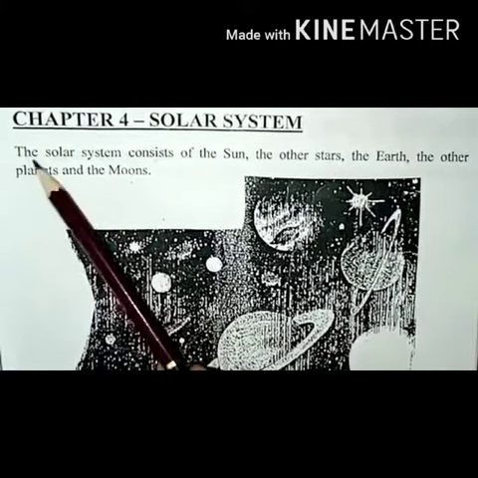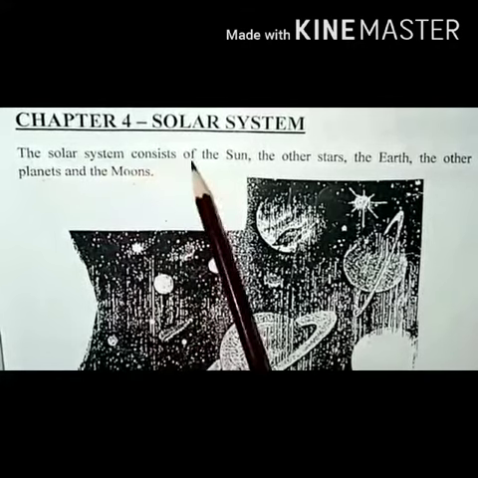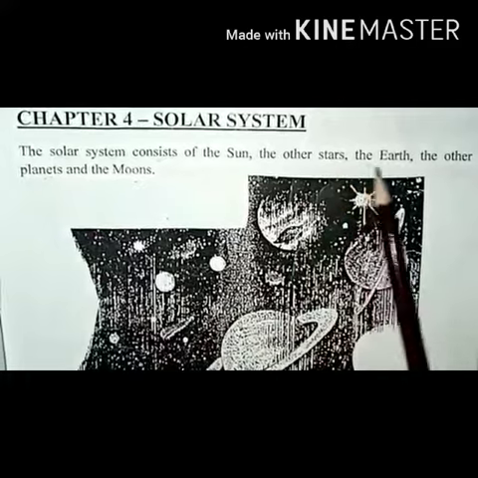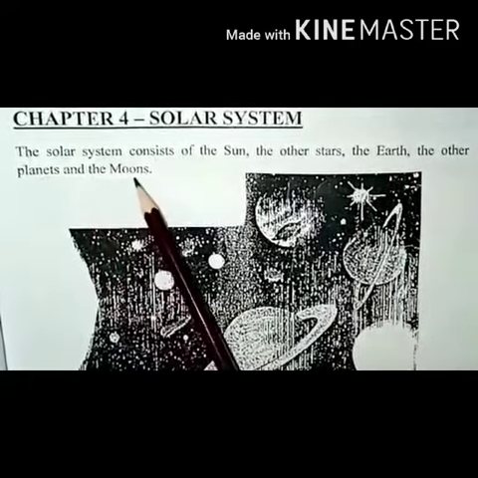Let's read again. The solar system consists of the sun, the other stars, the earth, the other planets and the moons.